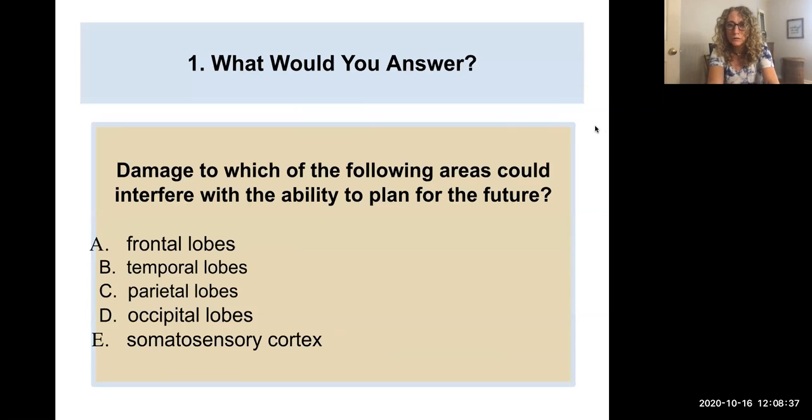Damage to which of the following areas could interfere with the ability to plan for the future? Planning, remember, planning, judgment. It's definitely, we have a larger part of this brain than other animals. It's the frontal lobe.